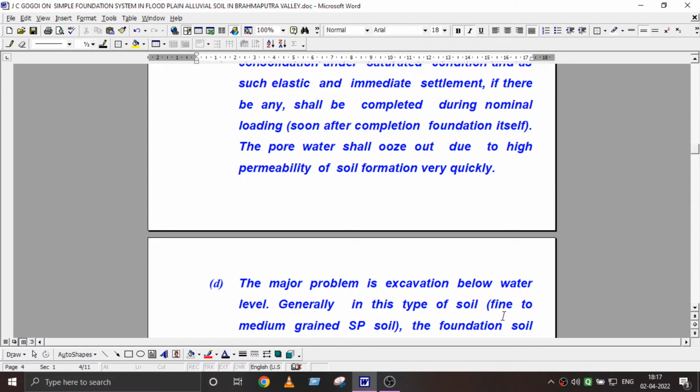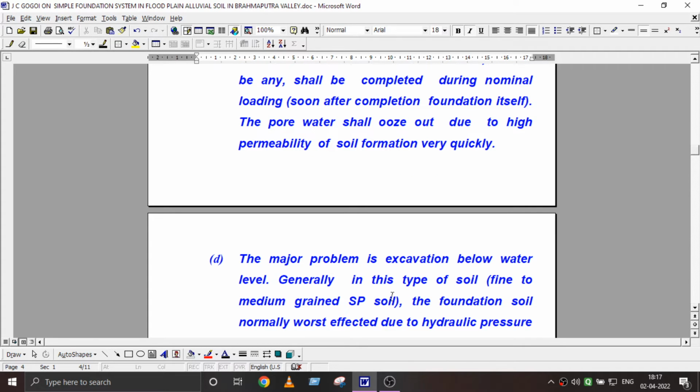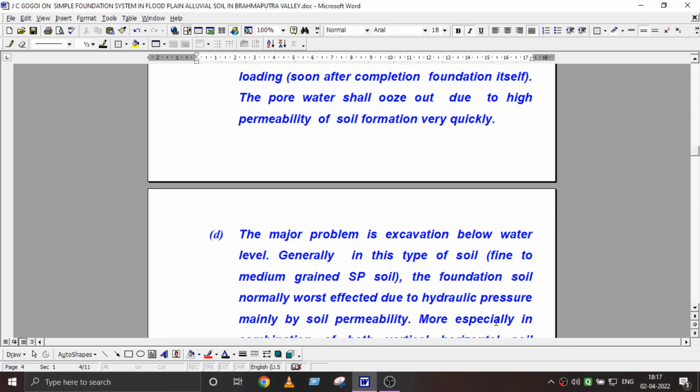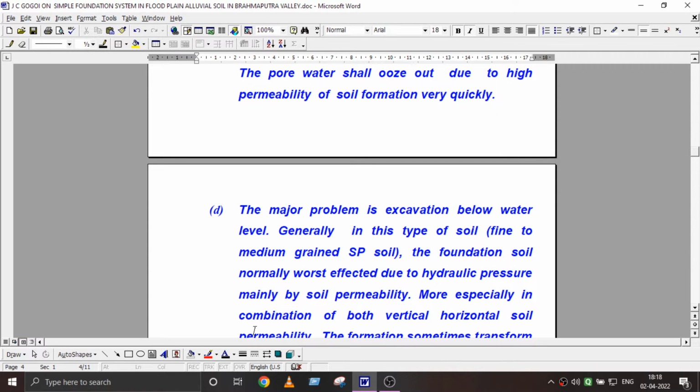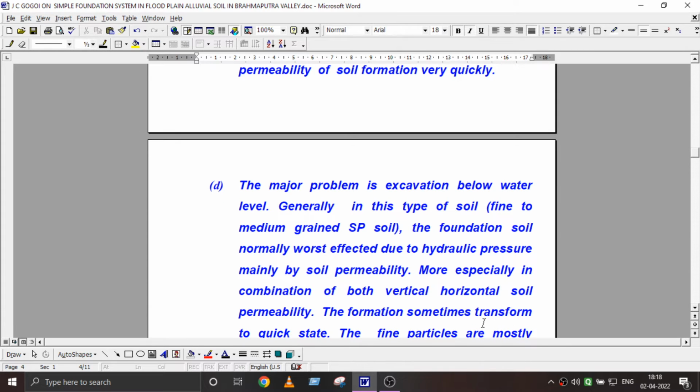These are the merits. Now we are discussing the demerits. The major problem is excavation below water level. Generally, in this type of soil, fine to medium grain SP soils, the foundation soil is normally worst affected due to hydrostatic pressure, mainly by soil permeability, more especially in combination of both vertical and horizontal soil permeability.